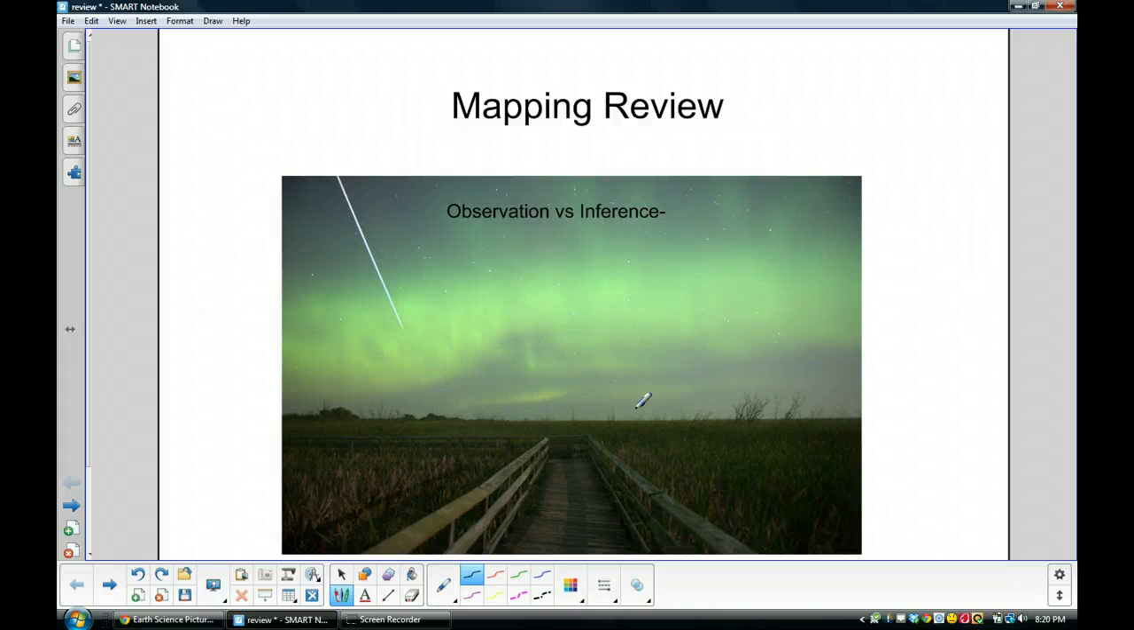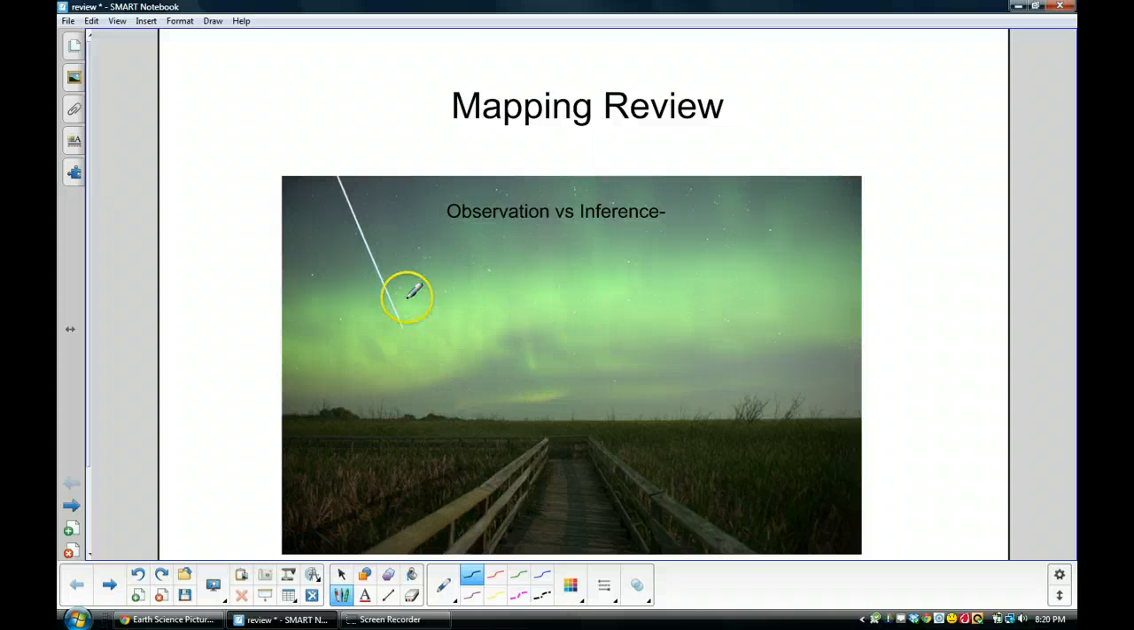Hi everybody, I wanted to give you a chance to do a little bit of review for our test this week, and I want to start at the very beginning of the year. We started talking about inferences and observations. Observations are things that we can see with our senses. So in this case, we're looking at an airplane, or I see a white streak in the sky.